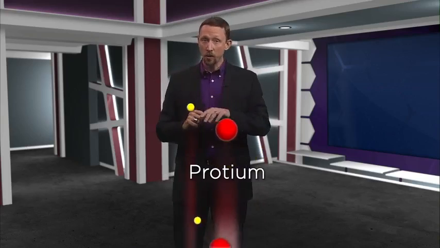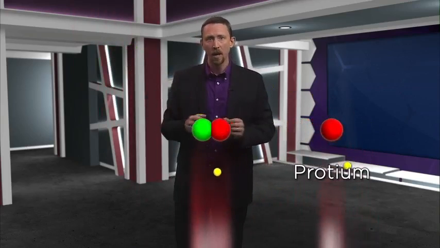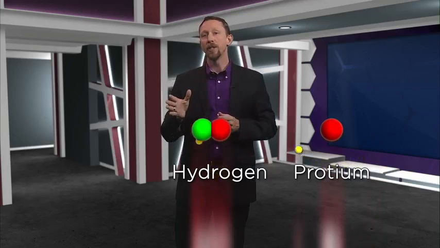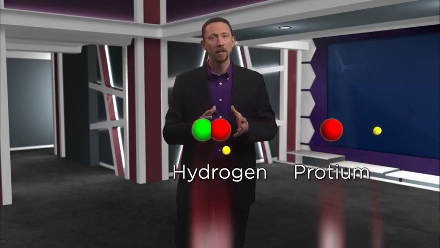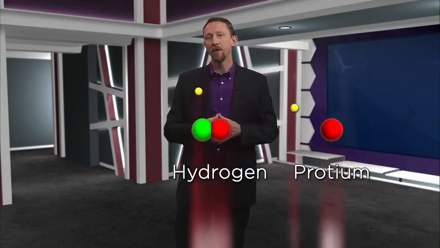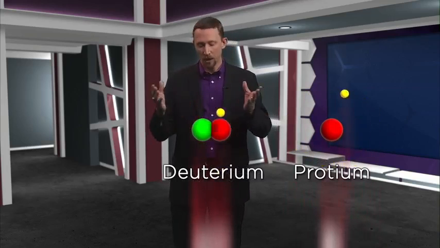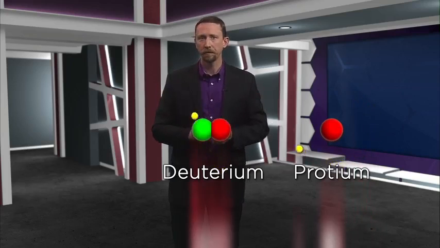So I can add a neutron to my construct here, and I still have hydrogen. But now my hydrogen atom is twice its original mass. So we call this type of hydrogen, one in which a neutron is also present, deuterium. And this is more massive than protium.